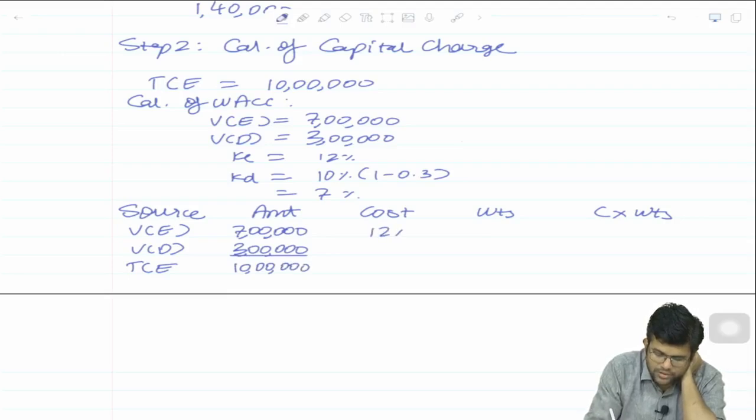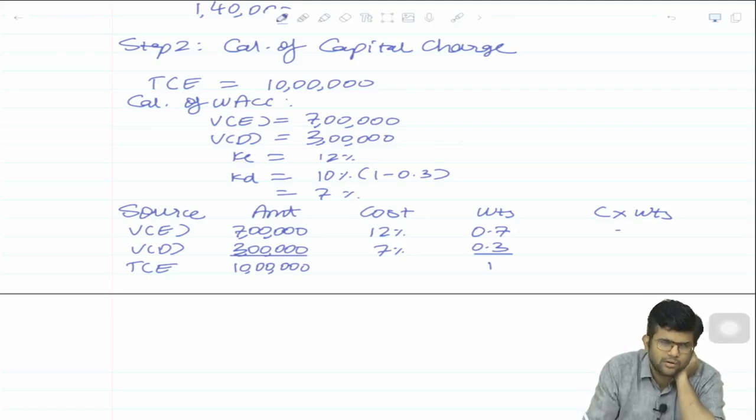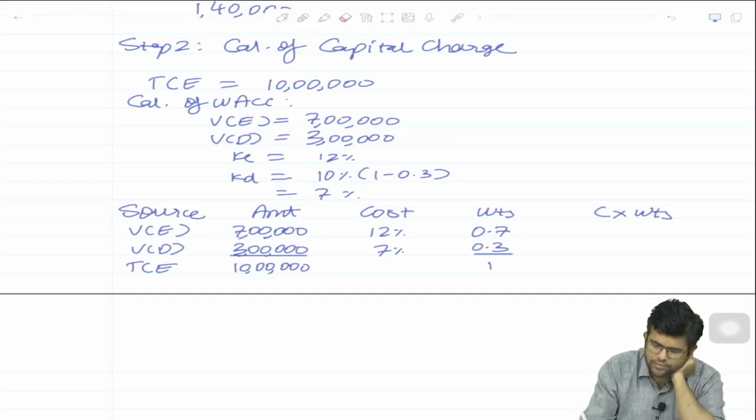This is 7 lakhs, this is 3 lakhs, and total comes to 10 lakhs. KE is given to you as 12%, KD 7%, weights 0.7, 0.3. You are understanding what I am doing now? 12 into 0.7 is 8.4. 7 into 0.3 is 2.1. So it totals to 10.5. Everyone clear? Totals to 10.5.